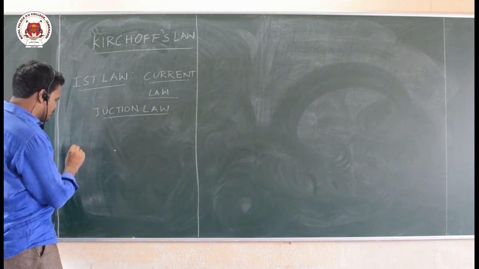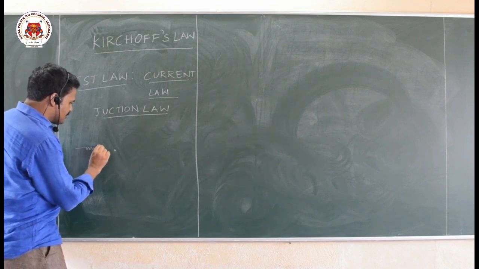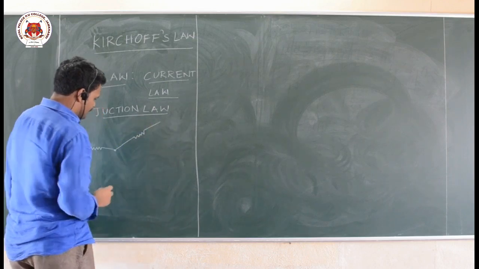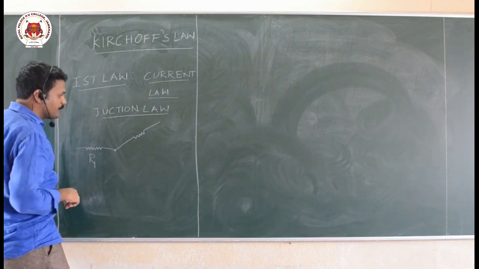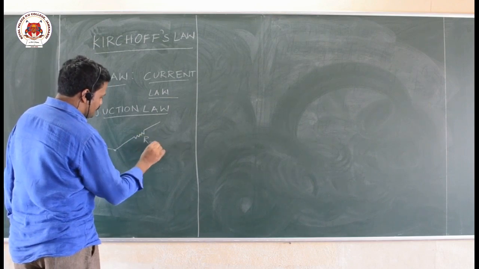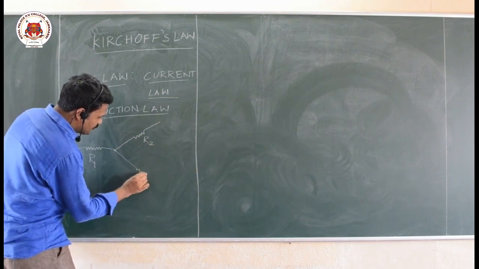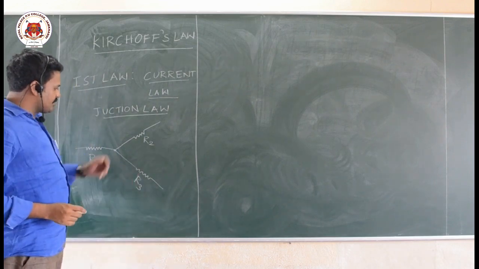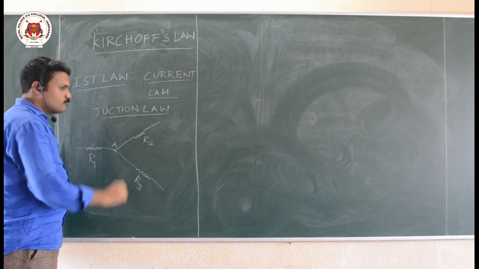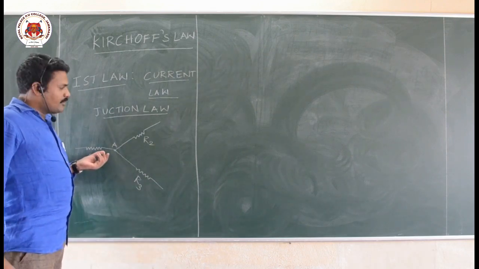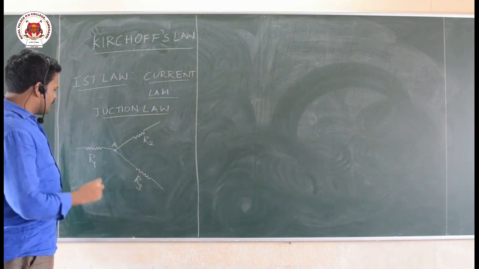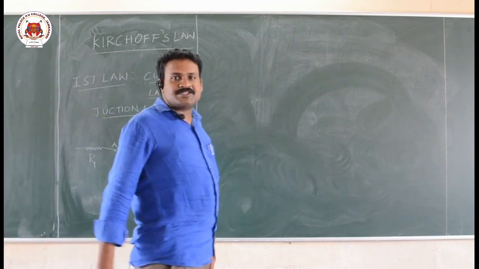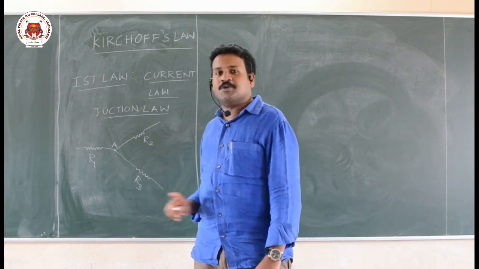For this electrical junction, let us consider some resistors arranged. There is a junction of resistors. Let us take this as R1, this as R2, and consider one more resistor, R3. These three resistors are connected to a junction A. At this junction, according to Kirchhoff, the algebraic sum of all currents at the junction is always equal to 0.